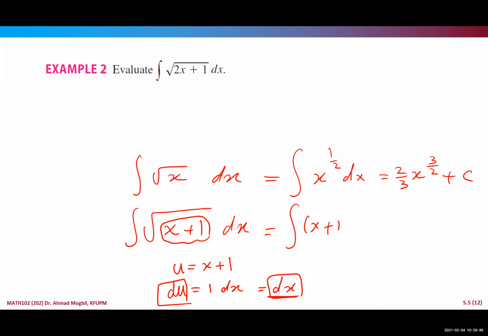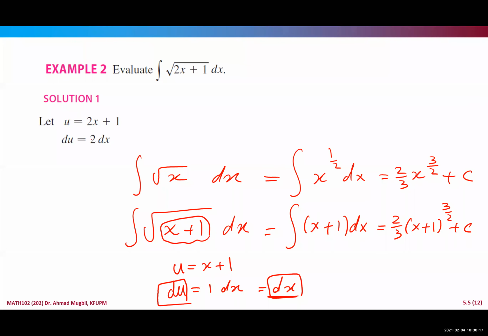So if du is the same as dx, you can use the substitution, of course, but it is useless, okay? But here, if we think about putting u as 2x plus 1, what will be du? Du will be 2dx. So here I have dx, but I don't have 2. This 2 is not a problem. I will divide both sides by 2. So dx will be 1 over 2 du.